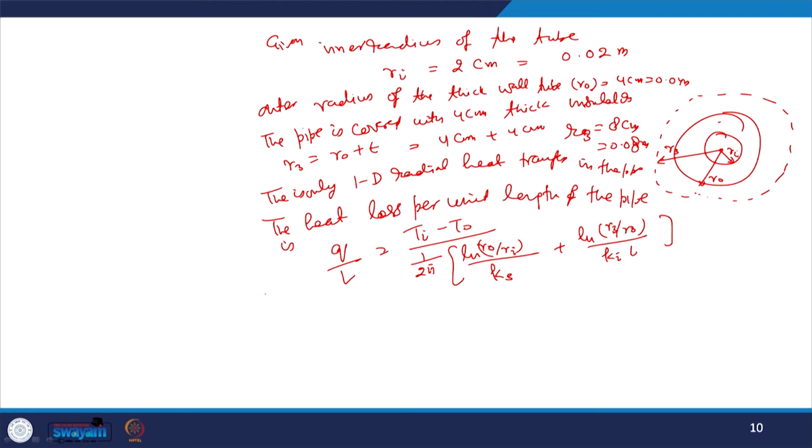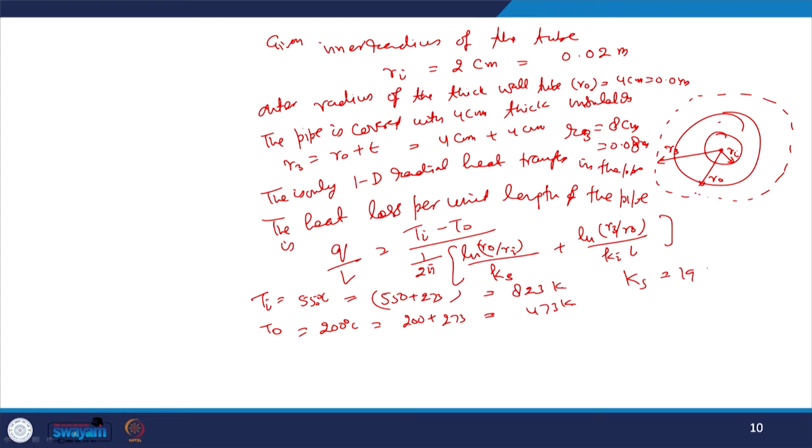Now in this particular equation, Ti is equal to 550 degrees Celsius, which is 550 plus 273, that is 823 Kelvin. T naught is 200 degrees Celsius, which is 200 plus 273, that is 473 Kelvin. K is equal to 19 watt per meter Kelvin, and Ki is equal to 0.17 watt per meter Kelvin.